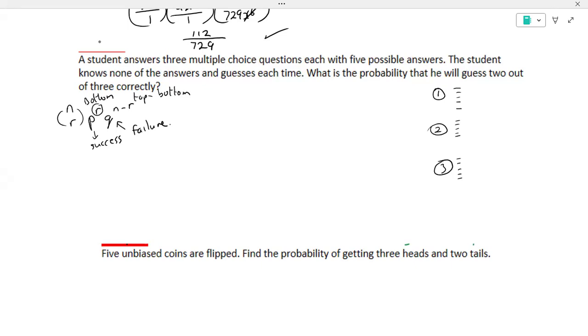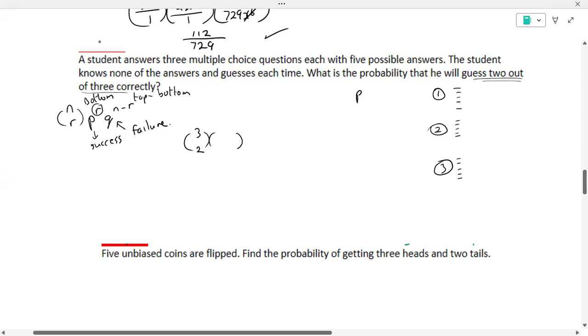So in other words, we're saying it's 2 out of 3. So it's 3 choose 2, basically. We want to know what is the chance that 2 of them out of the 3 will be right. Now, usually in the first position, we put the probability of success. The probability of success in this case is 1 in 5, because every time this person guesses, they have a 1 in 5 chance of getting it right, which means the probability of failure is 4 over 5. So we put the chance of success there and the chance of failure there.